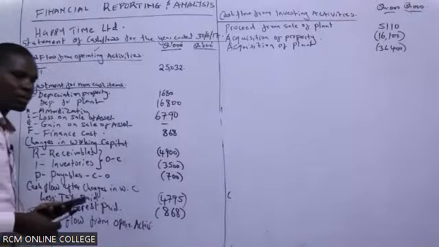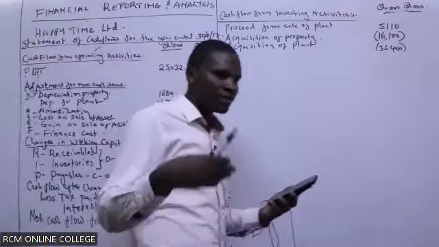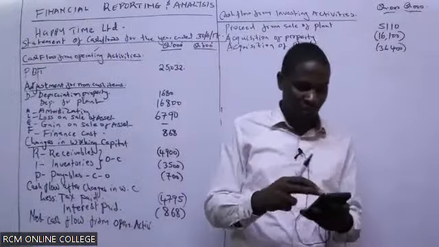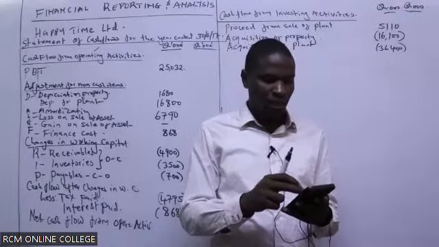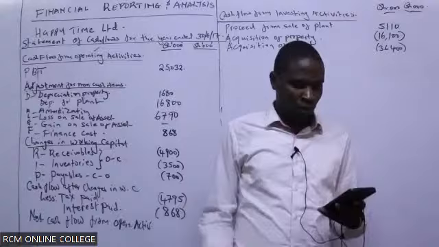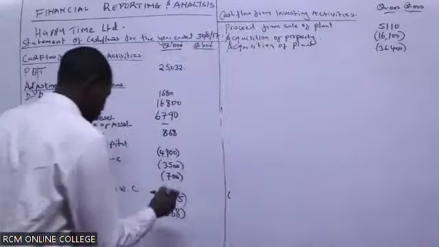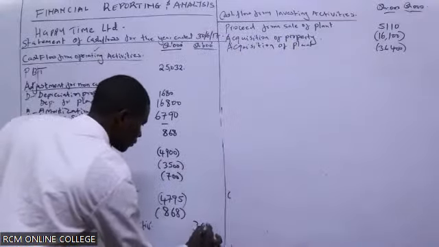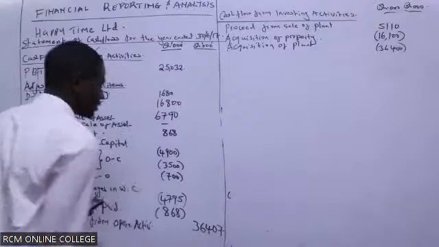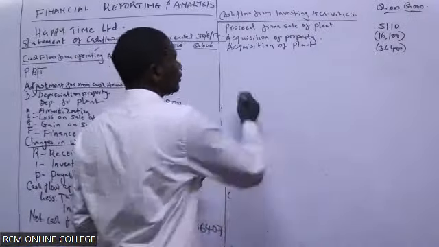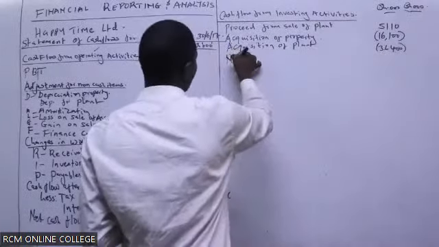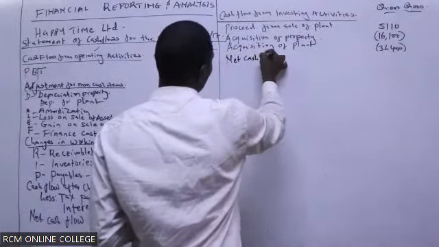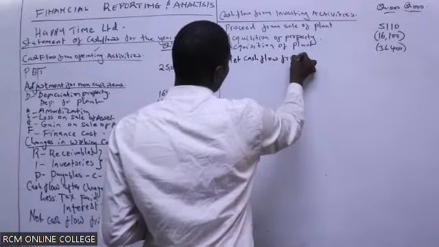People are getting 36,407. Now I want to get a variety of answers so that at least now we are at the same page. 36,407 is what I'm getting from George. Naweza andika yeah, 36,407. Now that is our net cash flow from operations. So hapa pia hakuna kitu kingine tunaweka. Let's get the net cash flow from investing activity.